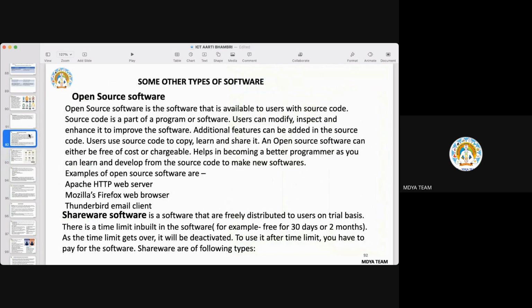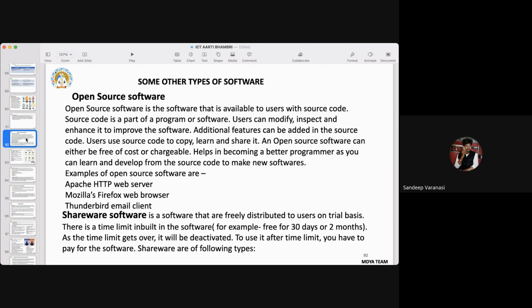All right, let's see a little about it. Open source software is available to the user with its source code. You know what is source code? Whenever we are using any web, source code, in a simple way, what we have studied, just object code and source code, right?